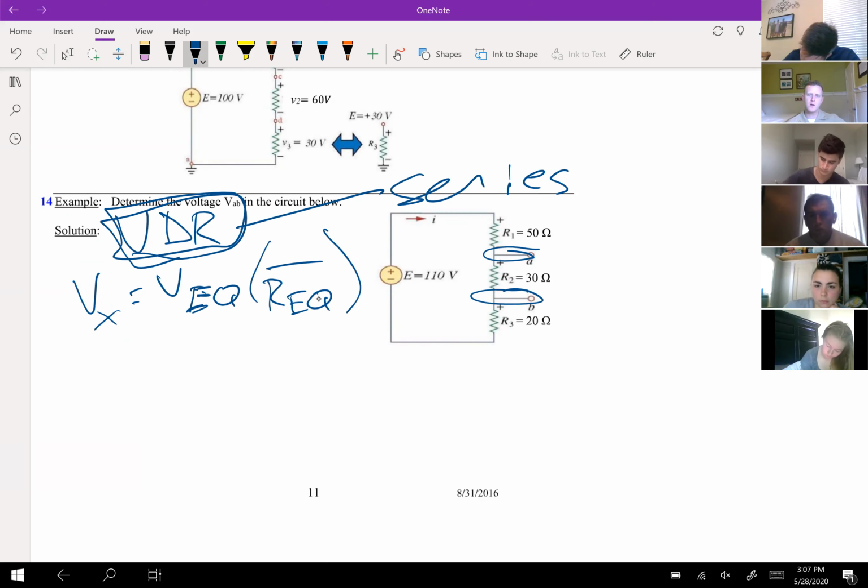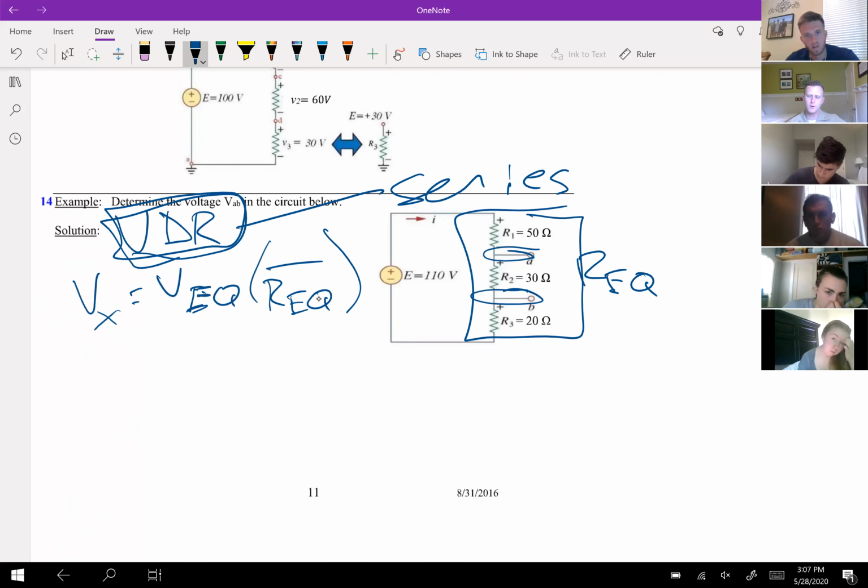You can use KVL anytime, but in order to use voltage divider rule, it's only for series elements. And so these three are all in series, and they together make up Req. You probably saw in the video the box method where you can box three resistors together like that, or just box any number of resistors together and say that equivalent is what is inside that box. And so we're looking for the one across Rx. So we're looking for VAB.